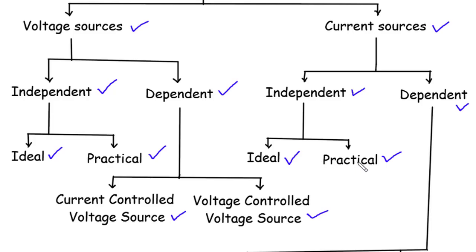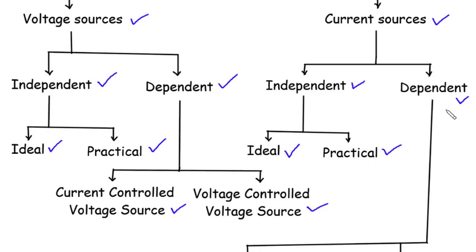On the other hand, practical current sources, encountered in real-world scenarios, possess some internal resistance and have limitations. The current they provide may slightly vary depending on the voltage applied. These sources are commonly used in electronic circuits, power systems, and various applications where a constant current is required.